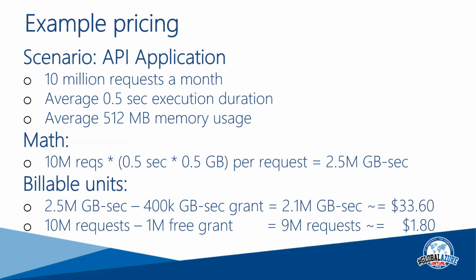As far as what's actually billable, we have 2.5 million gigabyte seconds minus our 400,000 free gigabyte seconds. That gives us 2.1 million gigabyte seconds. Using that 0.00016, that ends up being 33.60 US dollars. And then for the requests, those are 10 million requests minus the 1 million free grant. We then get 9 million requests that we need to pay for, and that's $1.80. So combined, that's $35.40 that we would be paying for this function if it was hosted using the consumption plan.